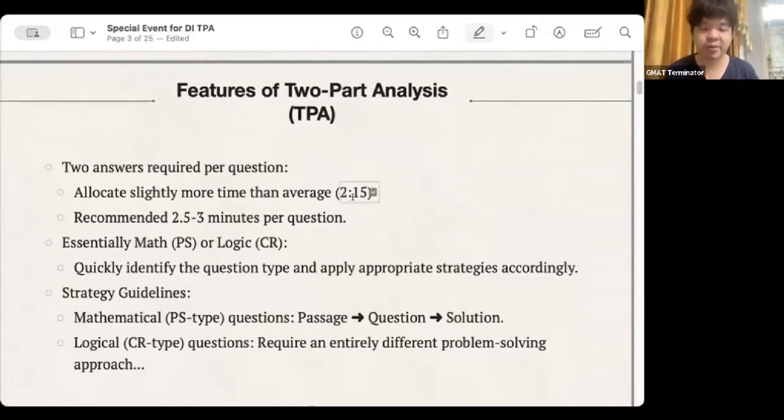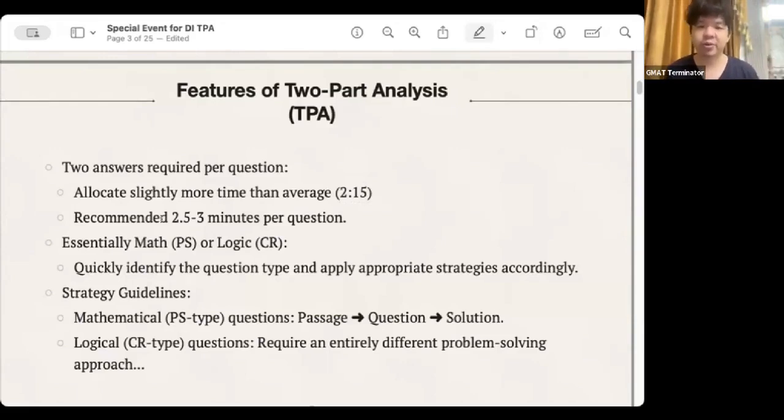Where does this number come from? It's calculated by dividing 45 minutes by 20 questions, which is the total time and number of questions for the entire DI section. If you divide it directly like this, the time will be 2 minutes and 15 seconds. But this time is not suitable for TPA. I would suggest that for TPA questions, you should spend about 2.5 to 3 minutes. You might say, but Dustin, if that's the case, the math doesn't add up. Wouldn't that mean I'm overspending my time?